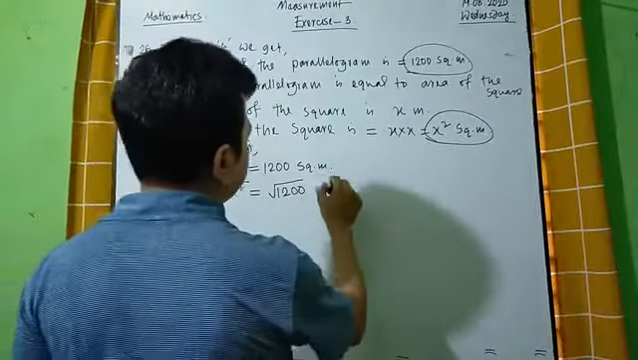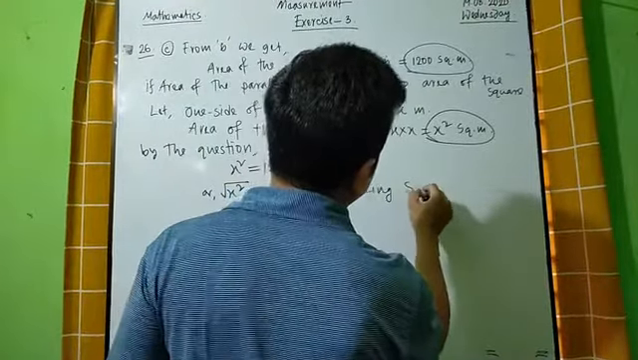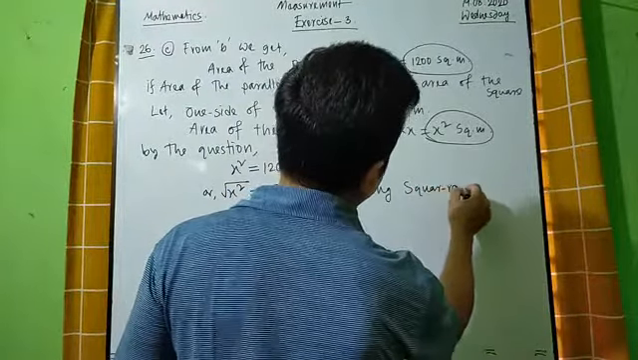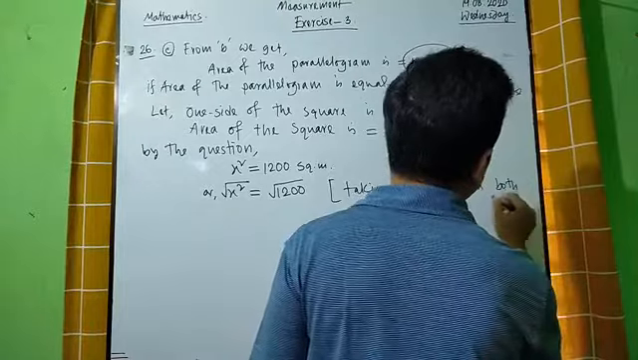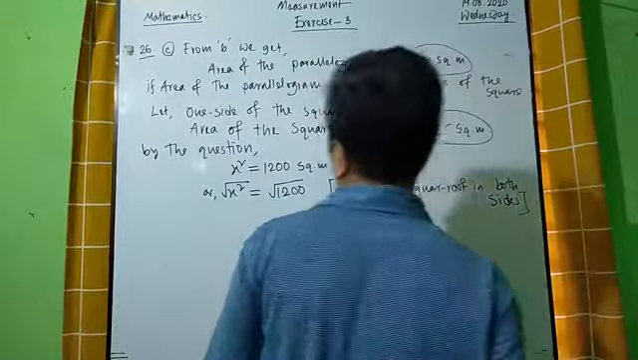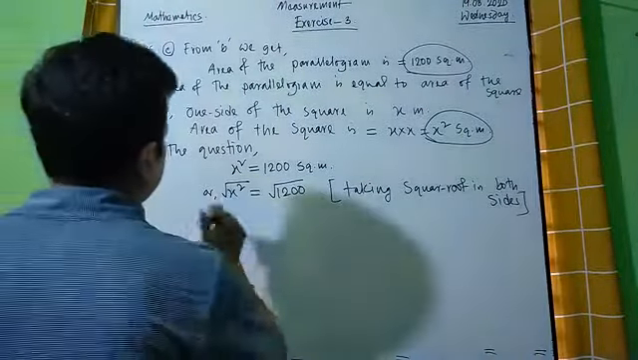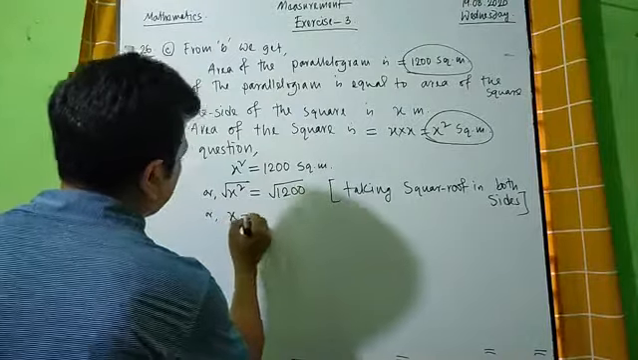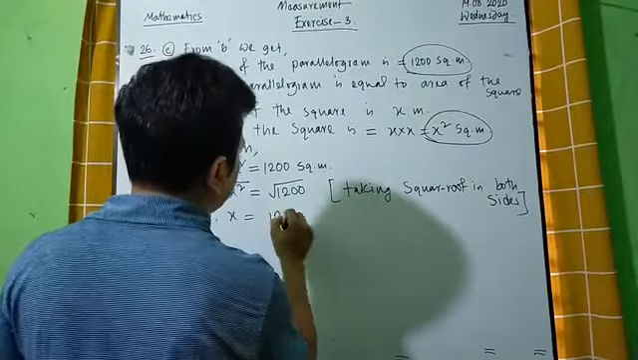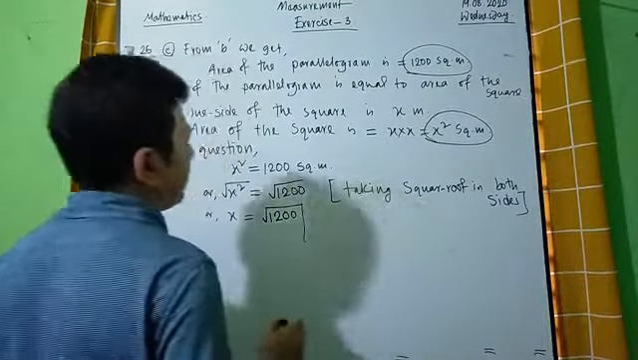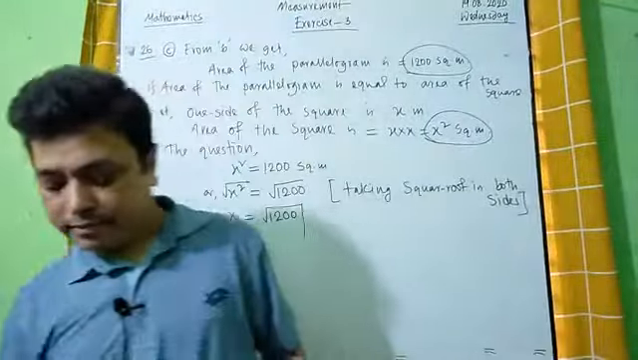Okay, we can write here taking square root in both sides. So we can write it, just we have to do the square root of 1200 here. Okay, you know how to do it. In chapter 1 we have done it.